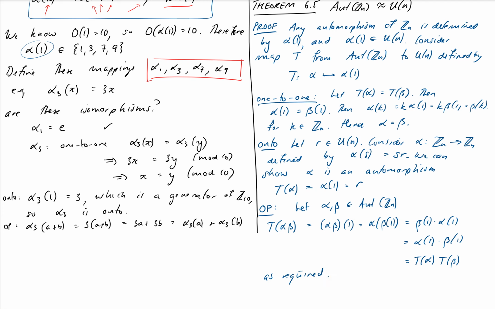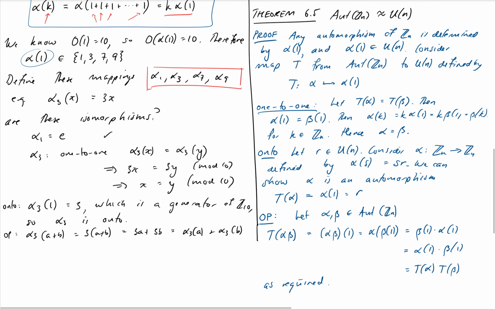So we've now shown that our T is 1-to-1, onto, and operation preserving, therefore it is an isomorphism, and therefore our automorphism group of Zn is automatically isomorphic to U of n. Okay, so this links the Zn and U of n groups together in quite a nice way. So I'm going to do one more example before we end the video.